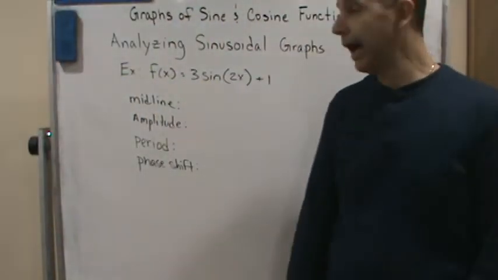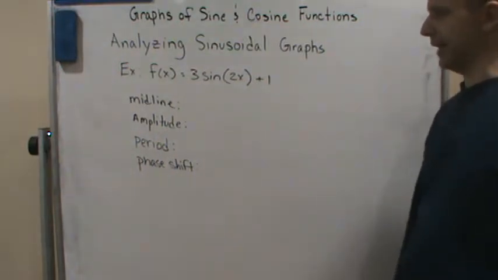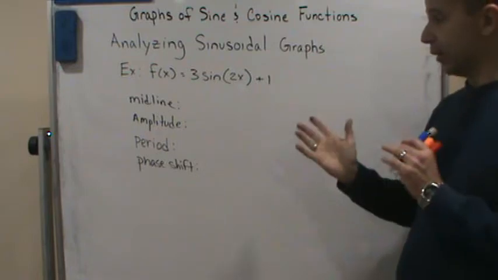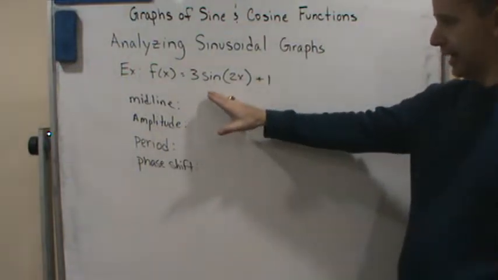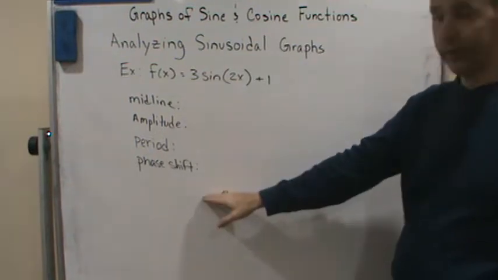Okay, so welcome back. Now we're going to do another example. If you're given a function like this, and this is obviously a sinusoidal function, there's a lot going on, and you should be able to take a function like this and analyze it and determine what these are.